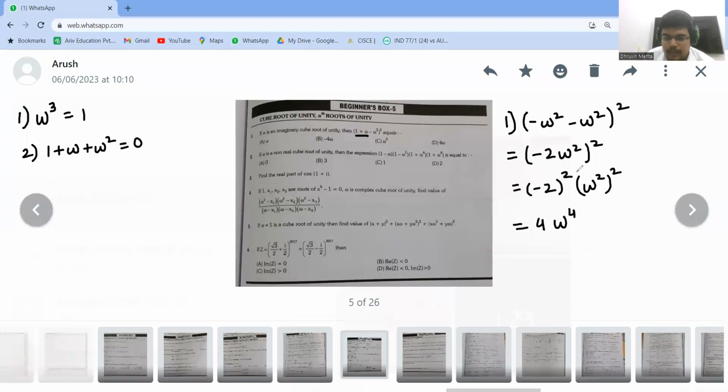Now in omega questions, you will always try to convert the powers of omega in terms of omega cube. From omega raised to 4, we will try to get omega cube. And you tell me, omega raised to 4 is omega cube into which term? Omega. Correct. We are doing this simply because omega cube is 1. So the answer is 4 omega. That's the answer. Easy? Write this and you try the second one on your own.